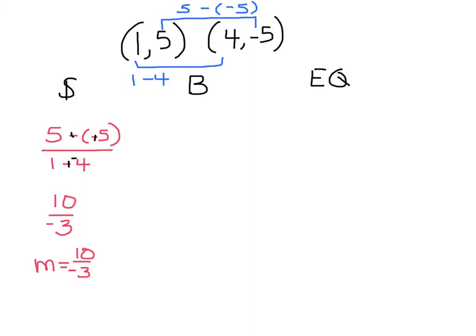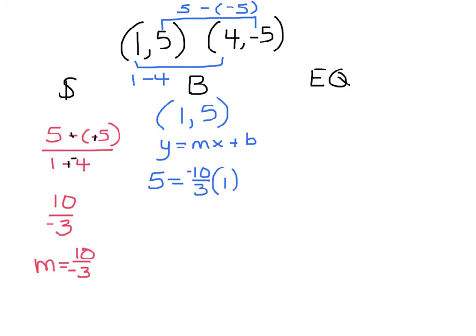I'm going to choose 1 dot, so I'm going to choose the 1, 5. And we're going to plug it into y equals mx plus b. So the y is 5. The m is a negative 10 thirds times the 1 plus the b. So I have a negative 10 thirds plus b. I'm going to add 10 thirds to both sides.